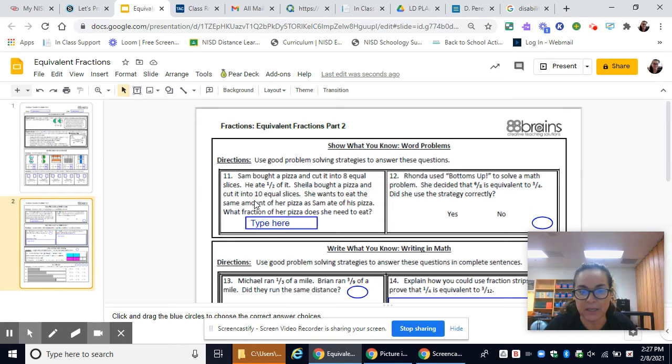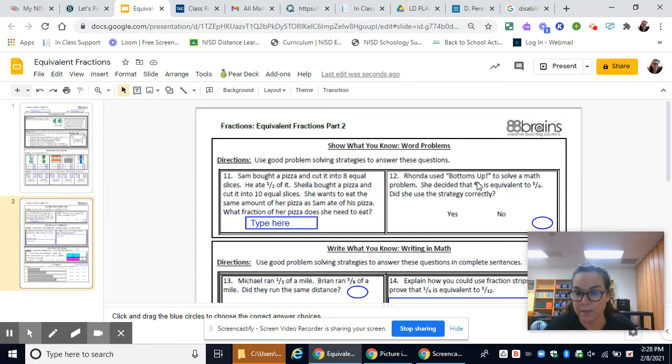Sheila bought a pizza and cut it into 8 equal slices. So you're going to draw another picture, okay? This second pizza bought by Sheila is going to be cut into 10 pieces. She wants to eat the same amount of her pizza as Sam ate of his pizza. What fraction of her pizza does she need to eat? Okay? This is a problem where you're probably going to have to draw it down. This is where you're going to enter your information.